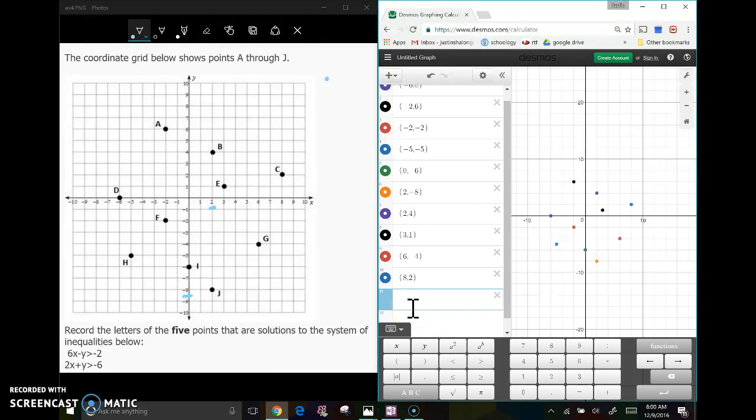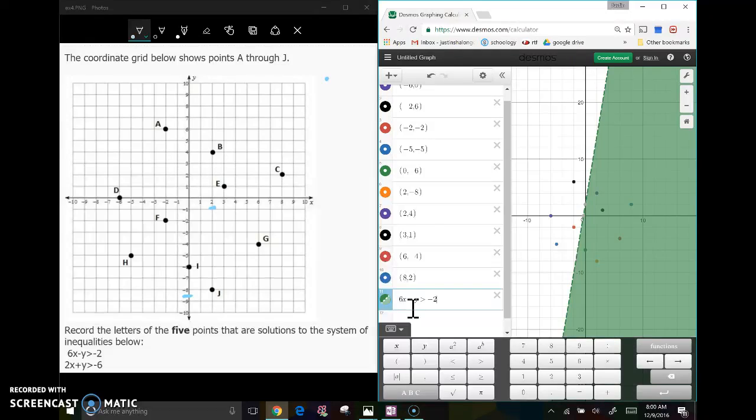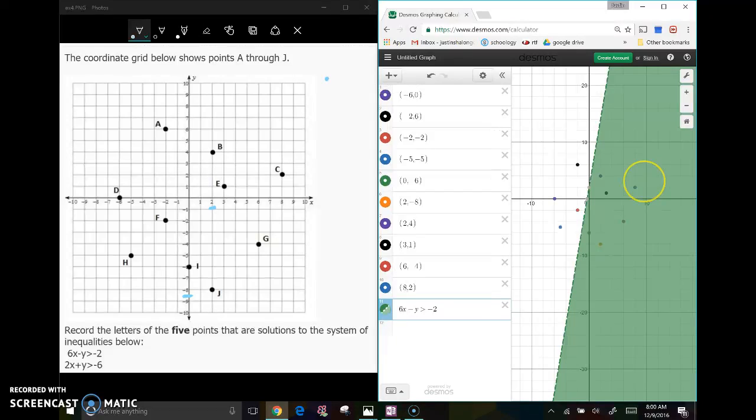So I'm going to type in 6x minus y is greater than -2. So you can see that the solution right now includes all those points that are in the green shaded area. So we graph this. So those points would be B, E, C, G, J, and I.